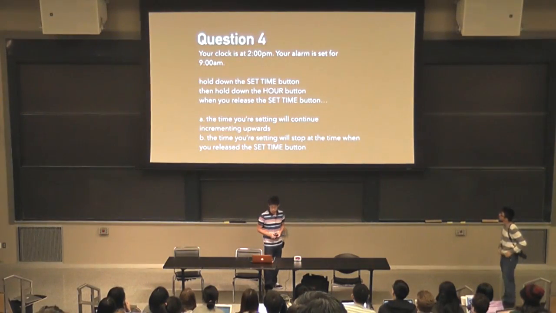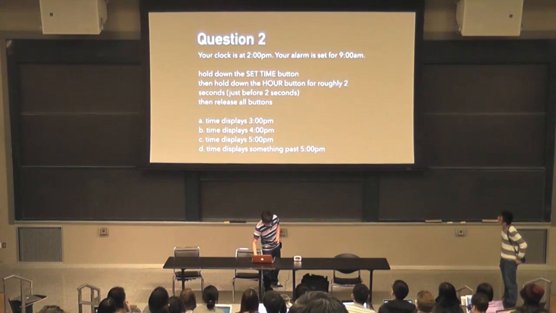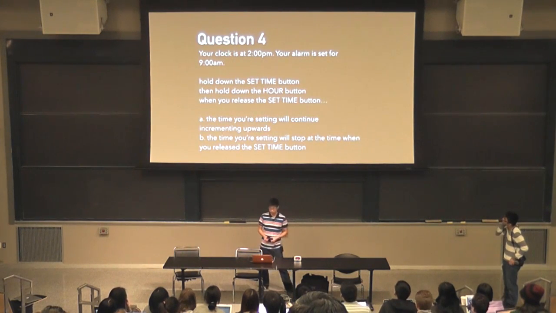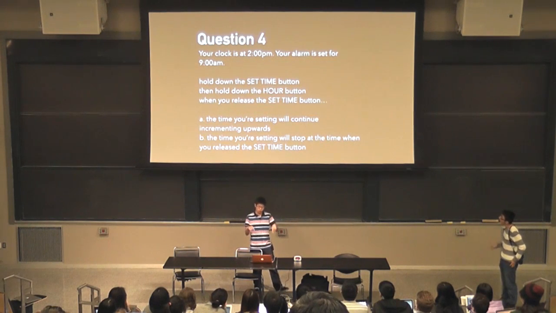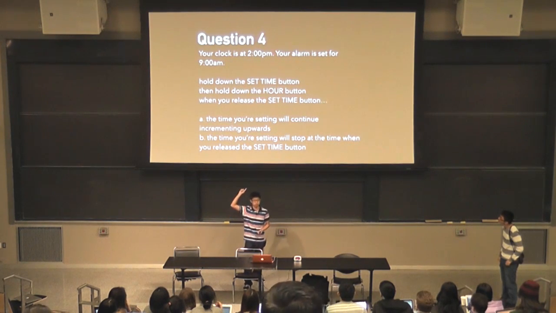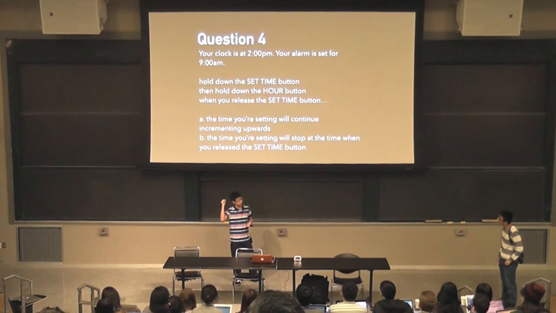Your alarm clock is set for 2 p.m. Your alarm is set for 9 a.m. You hold down the set time button, then you hold down the hour button, and you release the set time button while your hour button is still held down. Does the time you're setting continue? Will it still increment upwards? Will it stop when you release the set time button? Go ahead and answer that now.